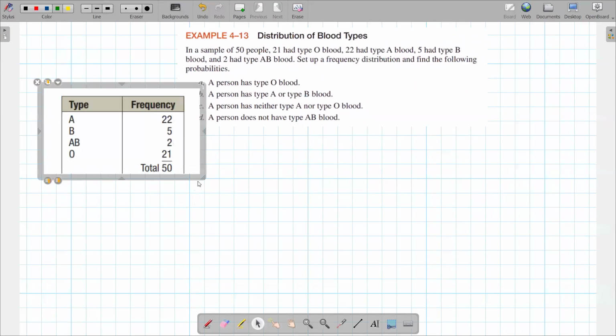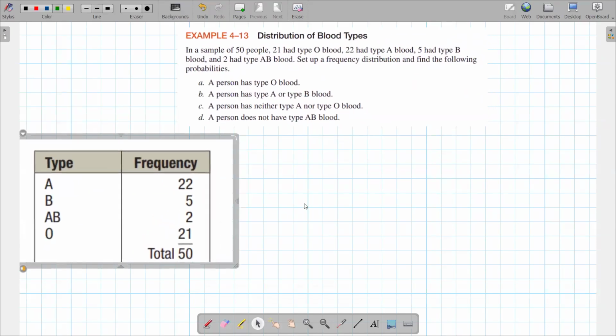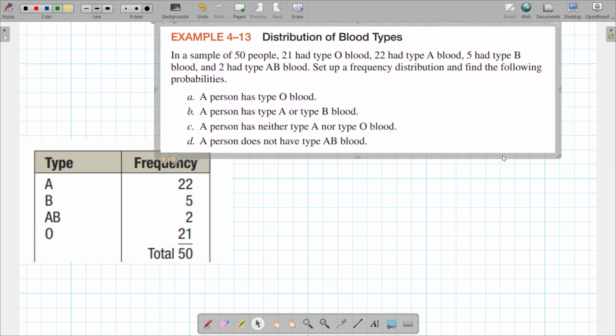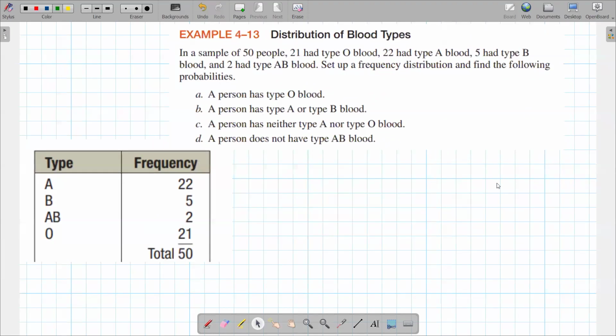So they've given us a table of data, and we're looking for some of these probabilities. I need your help with this one. The total is 50. I'll give you that. This is your denominator, okay? That's going to be your NS. 50 is going to go in your denominator.